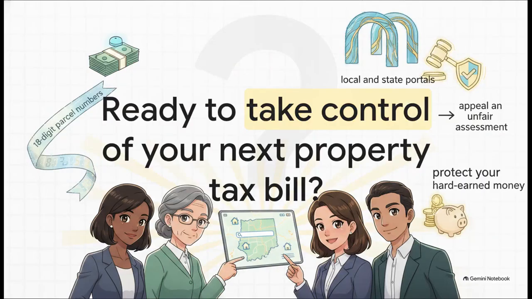We have covered the caps, those massive 18-digit parcel numbers, the local and state portals, and exactly how to appeal an unfair assessment. The data is out there waiting for you, so go access it, verify it, and protect your hard-earned money. Armed with these tools and strategies, are you ready to look up your address and take control of your next property tax bill? The only question left is, how much could an unchecked error on a government database be costing you every single year?